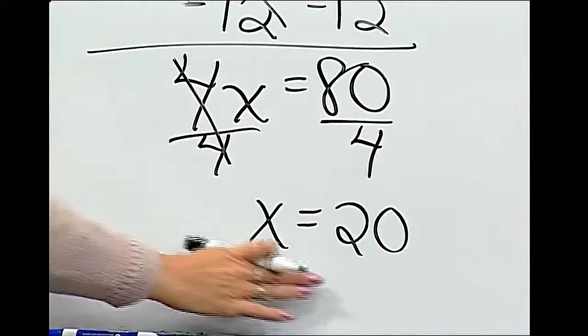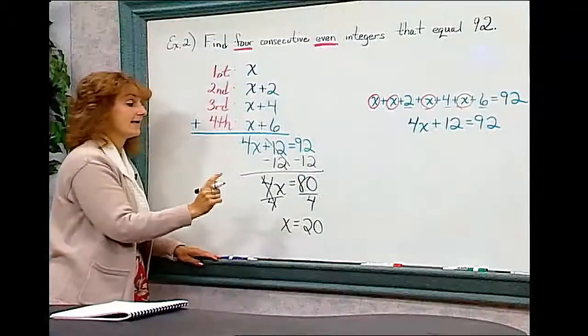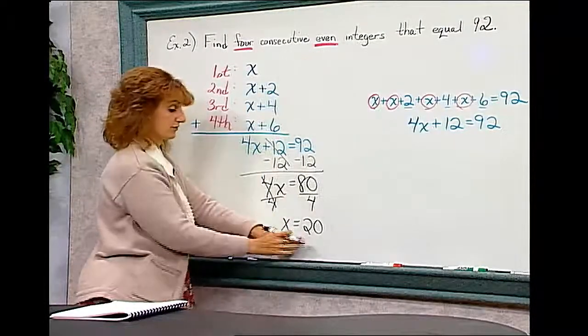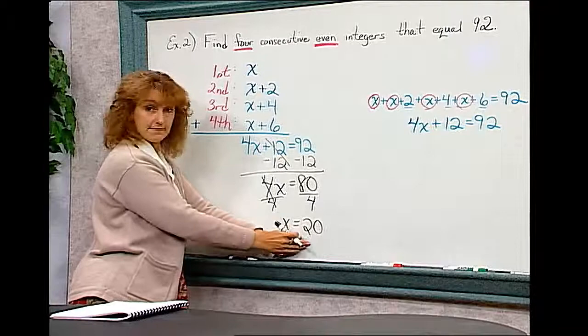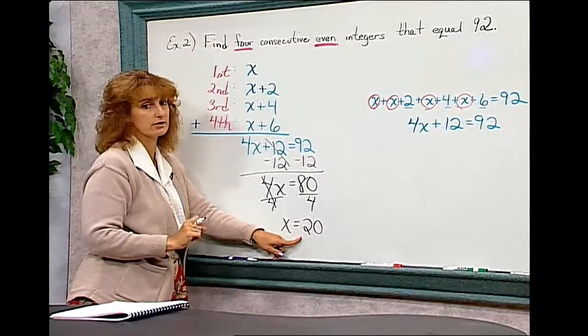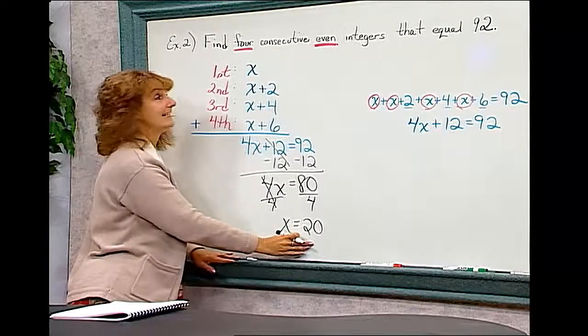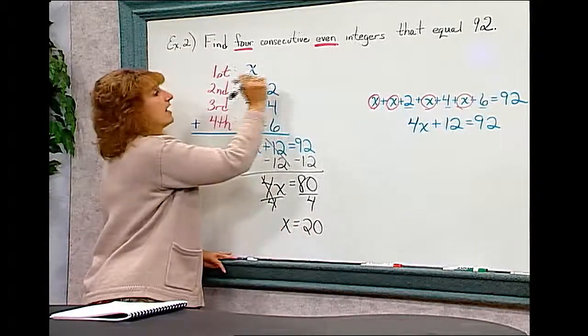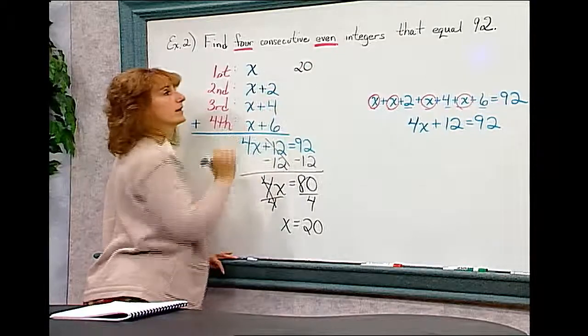But remember, that's only my first number. And I'm looking for even numbers. 20 is even. Had this come out to be an odd number, there would have been no solution to this problem. But we got an even number. That's good news. And our first number is 20.